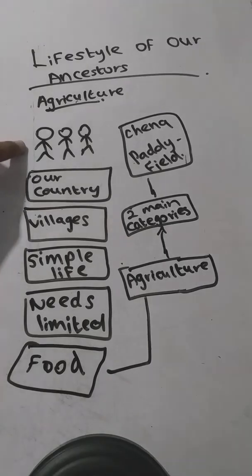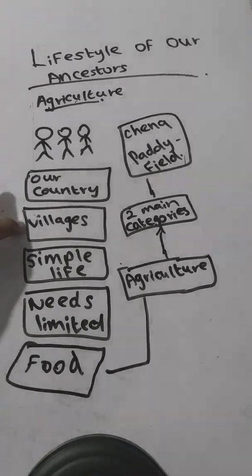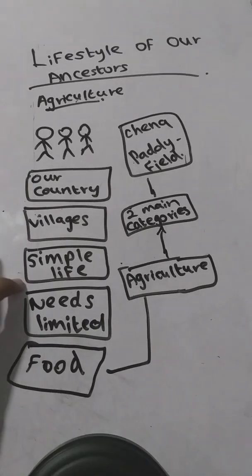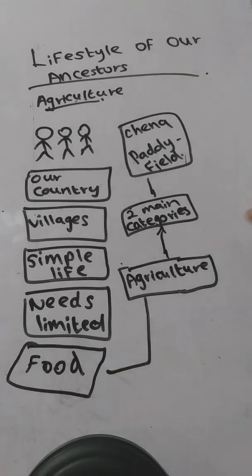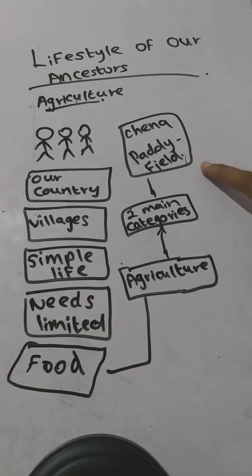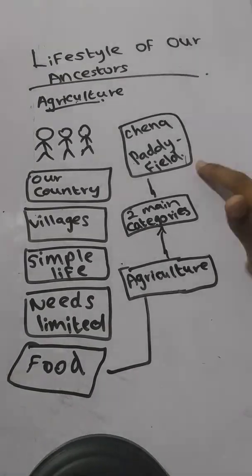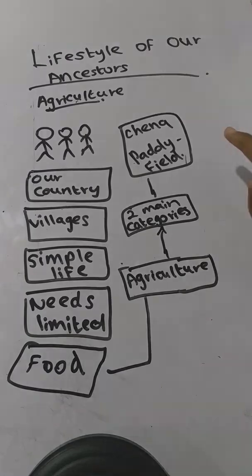The ancient peoples of our country lived in villages. They led a very simple life. Their needs were limited. The biggest challenge they had to face was food, and they selected agriculture as their main source of livelihood. They separated agriculture into two main categories, chena cultivation and paddy field cultivation. Another name for chena cultivation was highland cultivation, and another name for paddy field cultivation was wetland cultivation. Right, now let us go to the next part.